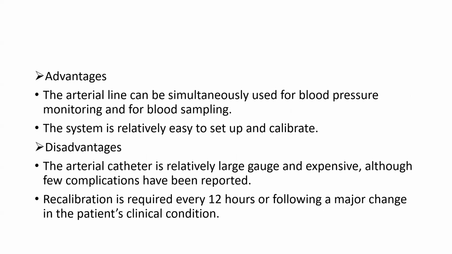Now, advantage: the arterial line can be simultaneously used for blood pressure monitoring and for blood sampling. The system is relatively easy to set up and calibrate. Disadvantage: the arterial catheter is relatively large gauge and expensive, although few complications have been reported. Recalibration is required every 12 hours or following major changes in the patient's clinical condition.